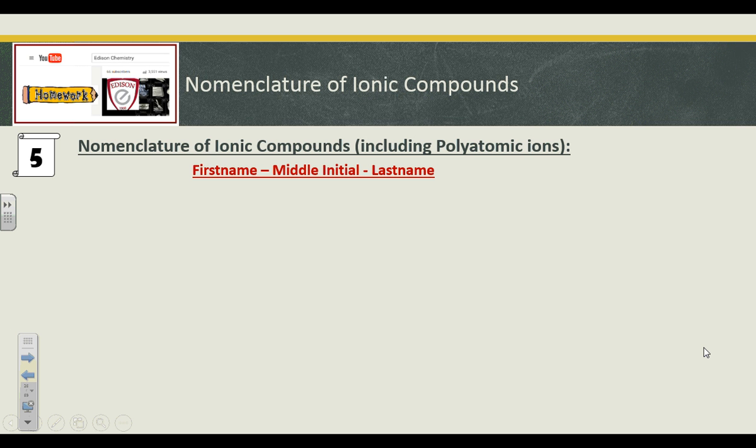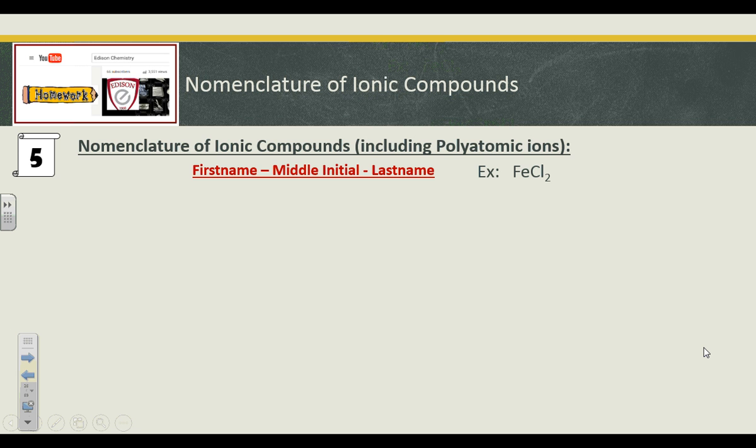First name, middle initial, last name. Ionic compounds always have 2 names, and sometimes they have a middle initial too. The transition metals are the ones that get middle initials, for reasons that you'll see very shortly. First name. Let's do an example.